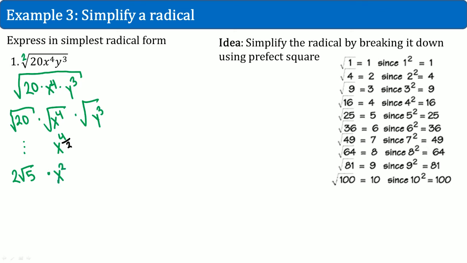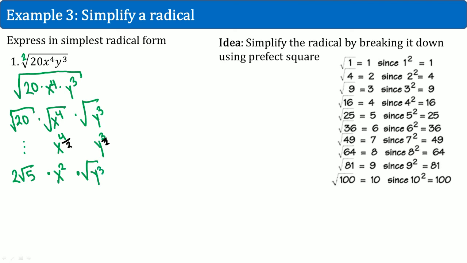Next, we have the y to the third, and it's going to be divided by 2, but it doesn't work, right? So we leave it like that. You can't simplify y to the 3 over 2. So we just leave it as just radical y cubed.